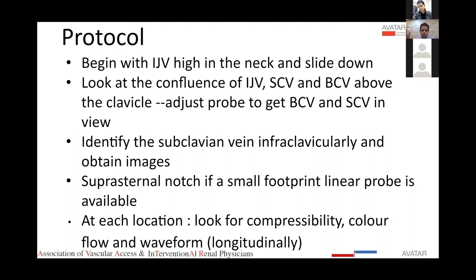And then to take the examination further, we can look at the subclavian vein infraclavicularly and then obtain images. If we have something like a hockey stick probe, which is a very small probe, then we can even try to look at the veins through the suprasternal notch. And like Dr. Adil just showed, if it is comfortable to the patient, we can even use a curvilinear probe, because this probe helps us look deeper. So we can look at the deeper brachiocephalic and the SVC through the curvilinear probe. At each location, we look for compressibility, the color flow, and the waveform.